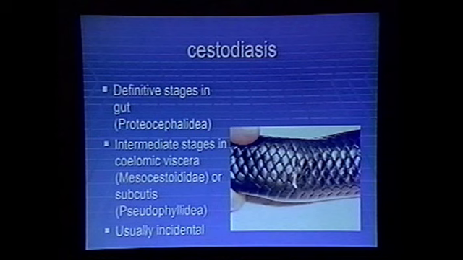And perhaps the most common are the Pseudophyllidea in the subcutis, the so-called sparganum or sparganosis, seen in reptiles, particularly snakes and lizards. Usually, cestodiasis is an incidental finding, although occasionally the cysts in the subcutis can rupture, resulting in relatively severe cellulitis with sinus tracts and secondary bacterial or fungal infection.